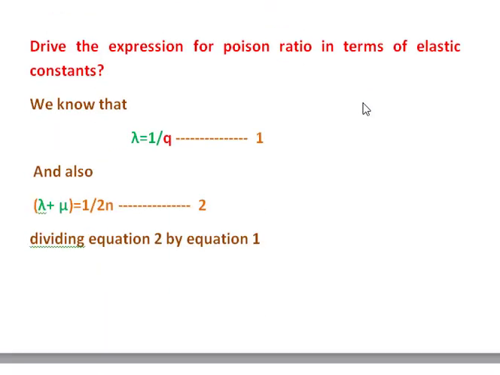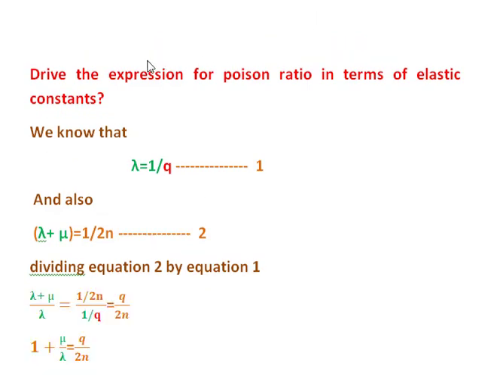Next we go to the expression for the Poisson ratio. Derive the expression for Poisson ratio in terms of elastic constants. Well, we know what the elastic constants are. They are the Young's modulus q, rigidity modulus n, and the bulk modulus k. Already we have derived the lambda. What is lambda? Lambda is the elongation. Elongation is equal to 1 by q, q is the Young's modulus.